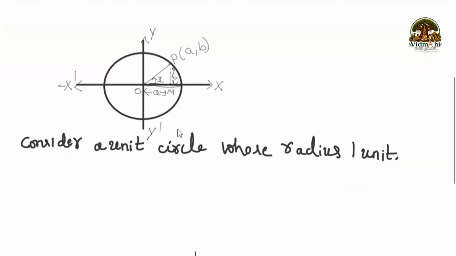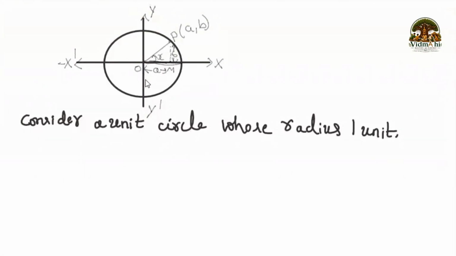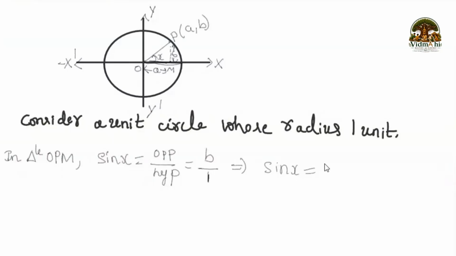Now consider this triangle OPM. In triangle OPM, what is sin x? Sin x is nothing but opposite by hypotenuse. In this triangle OPM, opposite side is nothing but PM, that is B, divided by hypotenuse, this OP distance. Since we consider it a unit circle, radius should be 1. So therefore OP distance is nothing but 1 unit. Hypotenuse is 1. So we can say that sin x is equal to B.